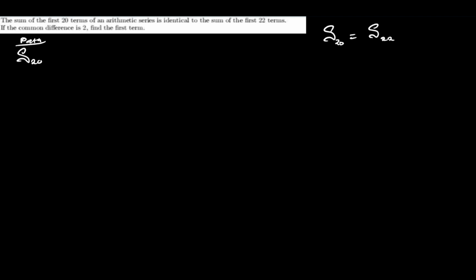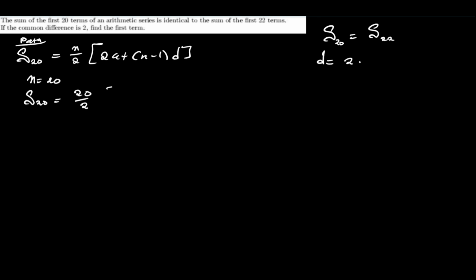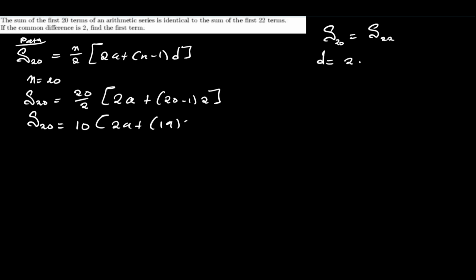Now, the sum of the first 20 terms means that if we're saying n over 2, then 2a plus n minus 1 d, we know that the data shows that the difference is 2. So for the sum of the first 20 terms, n should be 20. So the sum of the first 20 terms is equal to 20 divided by 2. Then we have 2, of which the first term we don't know, plus 20 minus 1, common difference 2. So the sum of the first 20 terms is equal to 10, then 2a plus 19 times 2.